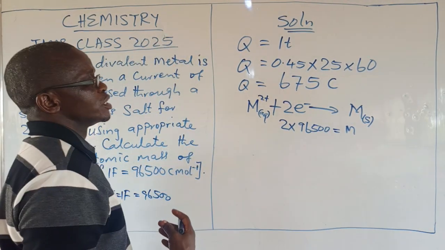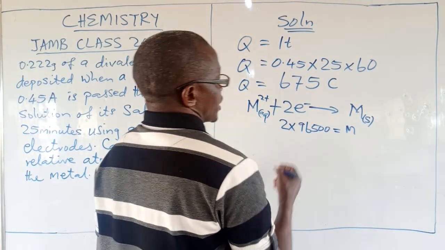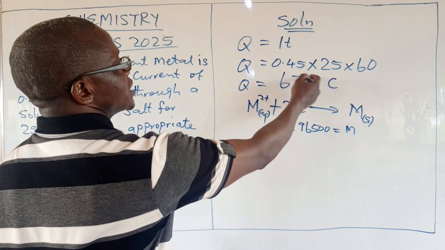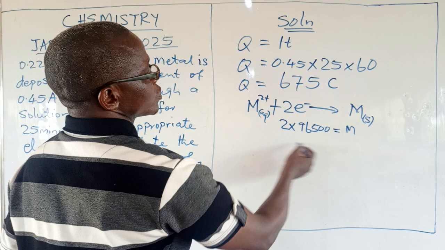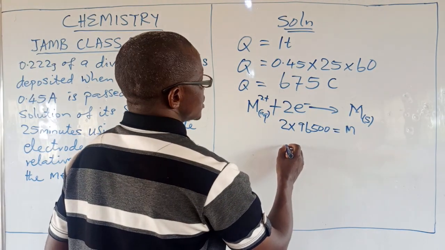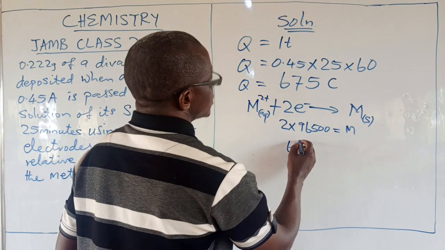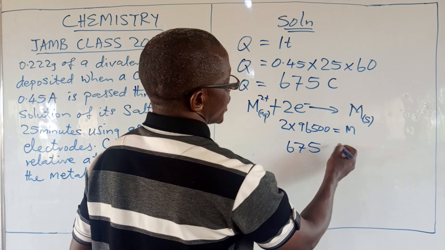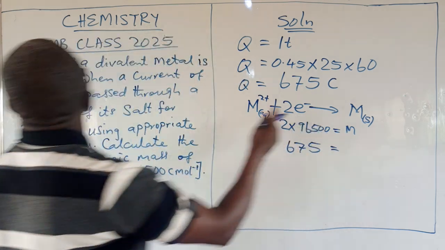I don't know the mass. Okay, now from what we calculated, this is coulomb. This is also coulomb. Let me bring it under coulomb. And that is 675 coulomb of electricity will give me the value, the mass.